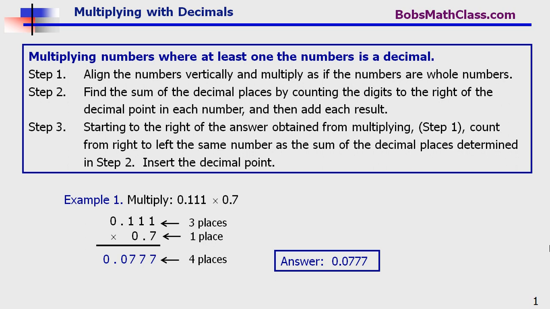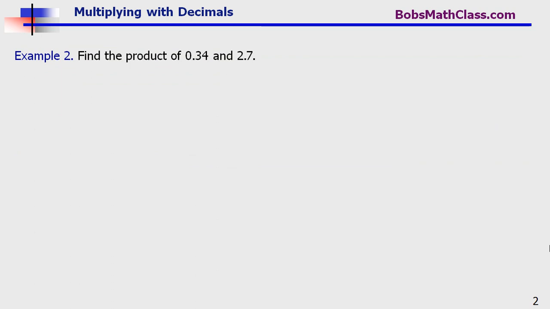Okay, let's do another one. Find the product. Product is another name for multiplication. 0.34 and 2.7. So let's write it vertically. Again, don't worry about lining up the decimal points. Just go ahead and multiply. See, 4 times 7, 28.